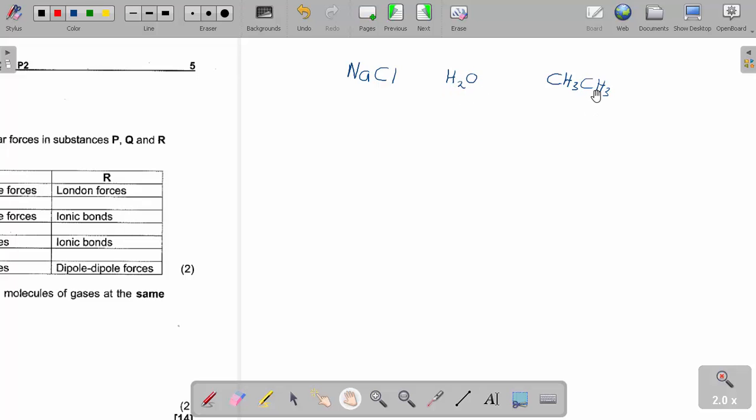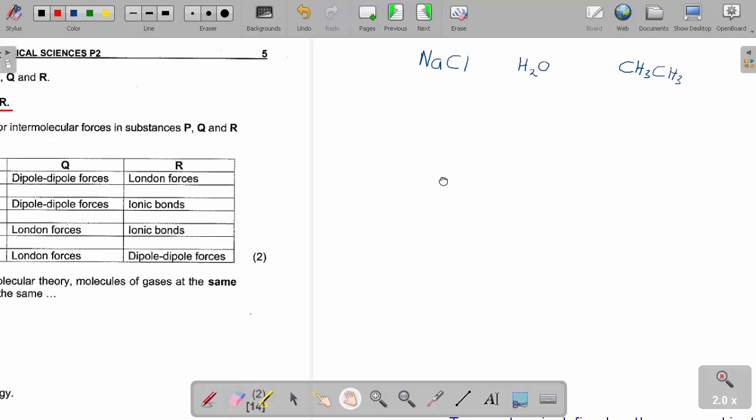And then the methane, the ethane here, because it is non-polar, it has what we call London forces. Now, sodium chloride at home, that's the common salt. You can dissolve it in water, but it does not dissolve in ethane. So in this case our order should be ionic, because this is an ionic substance because of the sodium ions and chloride ions, and then this one is polar, so it has got what?